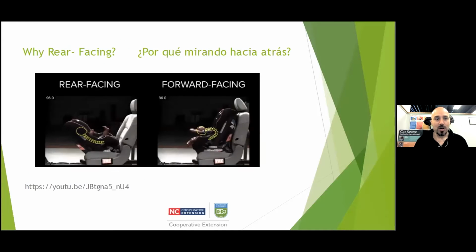Okay, so now why rear facing? As I told you, they need to be rear facing until they are 2 years old, but we would like to see them much longer in the rear facing position. Why? Here's the picture, but I'm going to try to share the video of this. So we are going to see a little video about why we want to use the rear facing position.